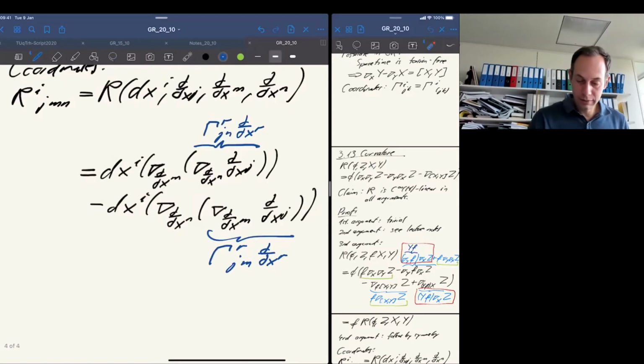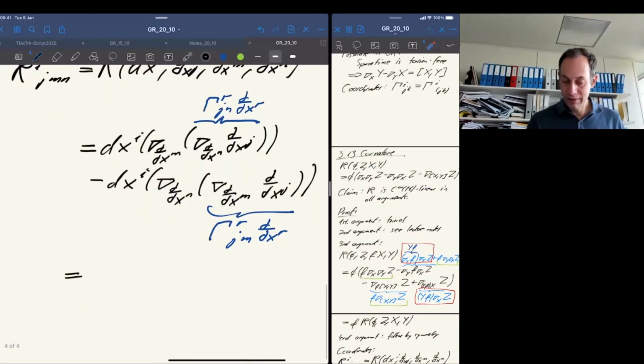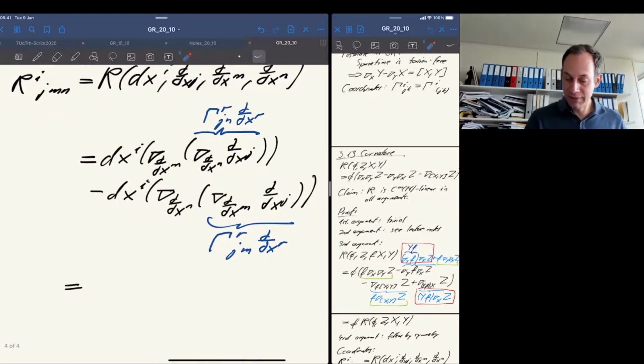Okay. Now the next step is to evaluate the nabla acting. So here there's still a derivative acting on this gamma symbol. And that's a bit more complicated because we have here a product, namely the gamma symbol itself times the basis vector. And you know that the covariant derivative of a basis vector is again producing a gamma symbol. So we will actually get squares of gamma symbols. And this will lead to the following expression.